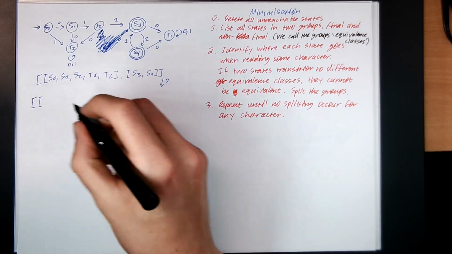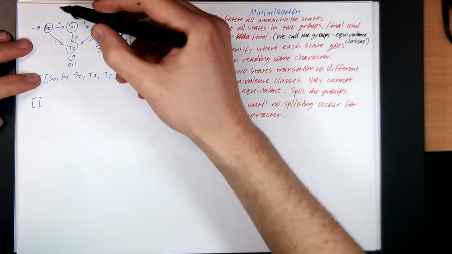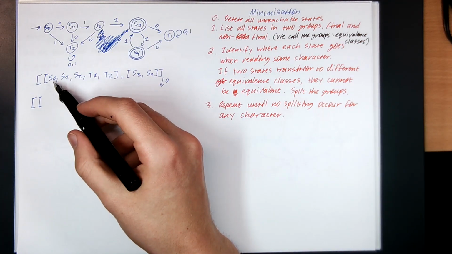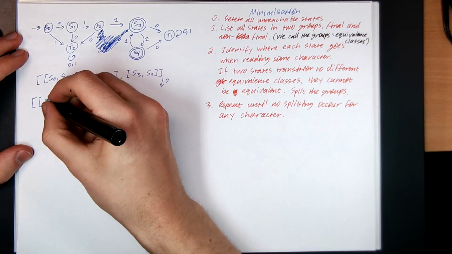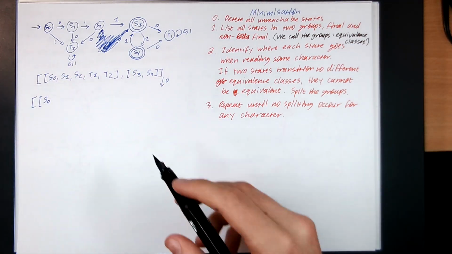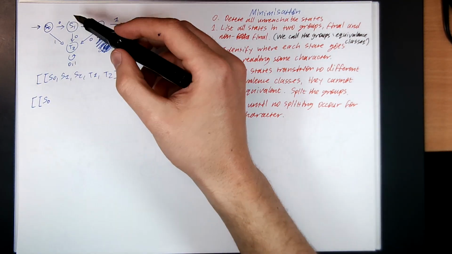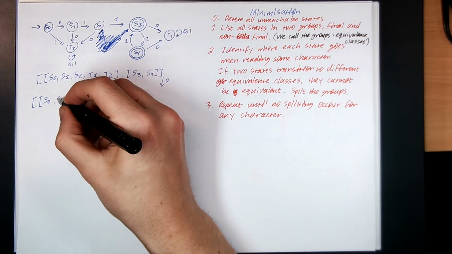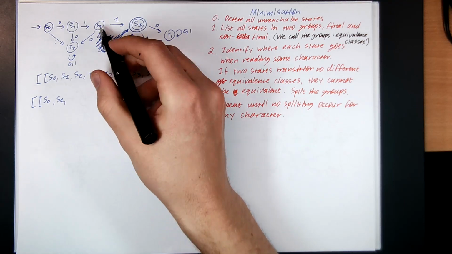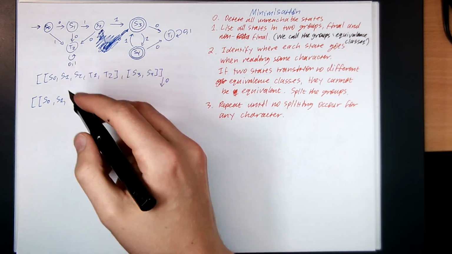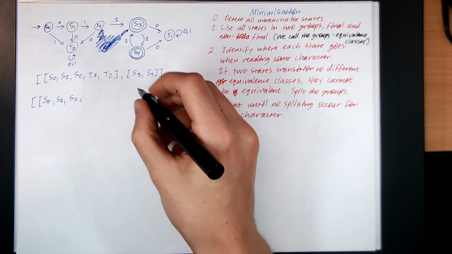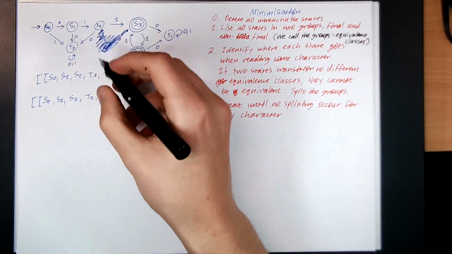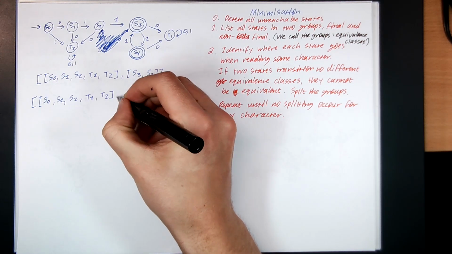So S0, when you read a 0, goes to S1. That means it goes to a non-final state. So we'll put S0 here. S1 under 0 transitions to T2, which is still a member of this group. So S1 stays. S2 under 0 also goes to T2, so S2 stays. T1 goes to itself. T2 goes to itself under 0. Okay, so no changes there.